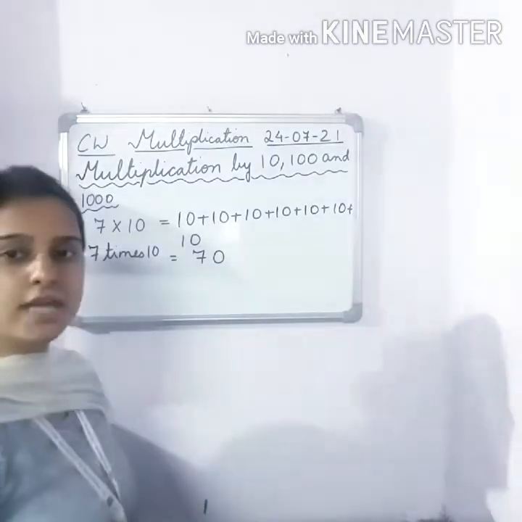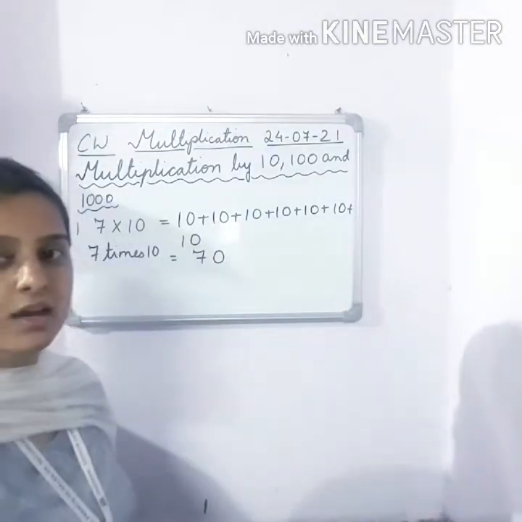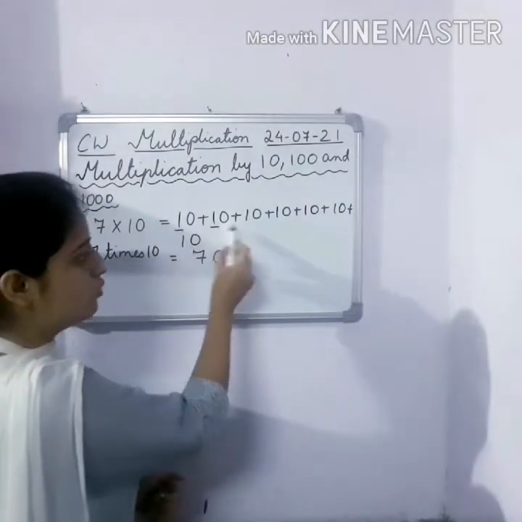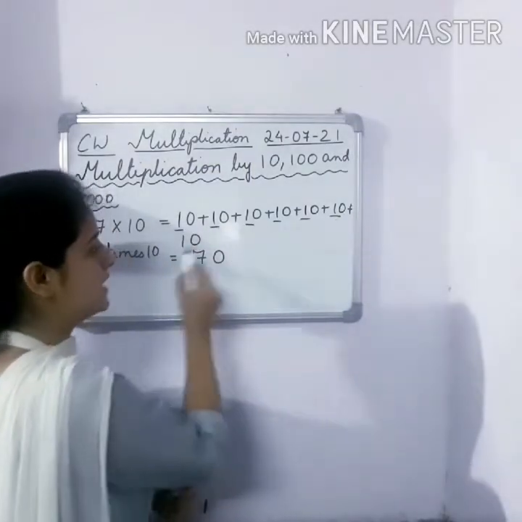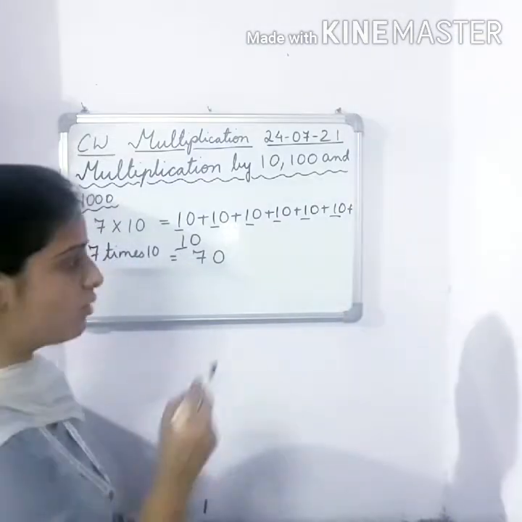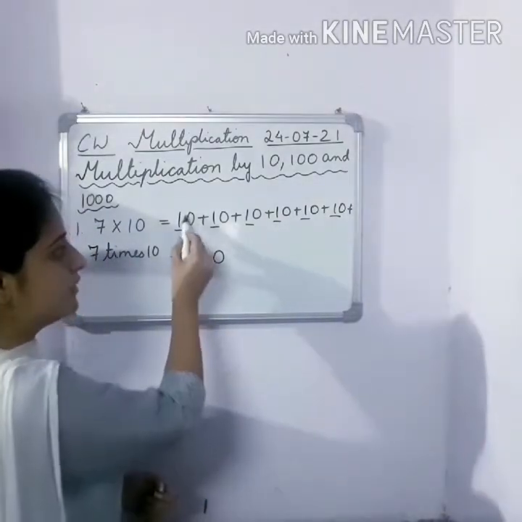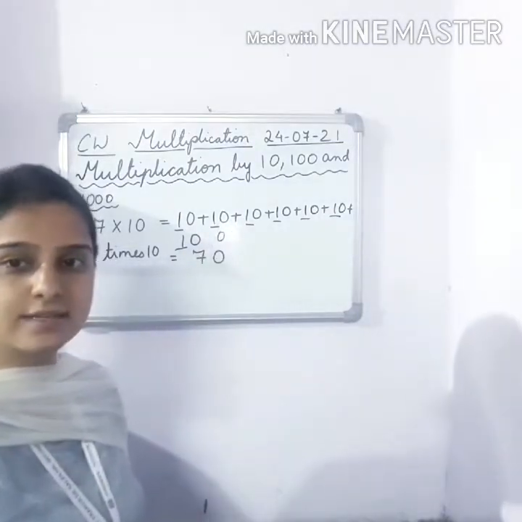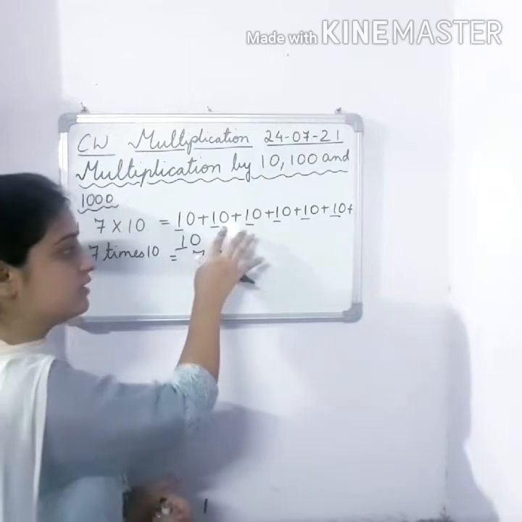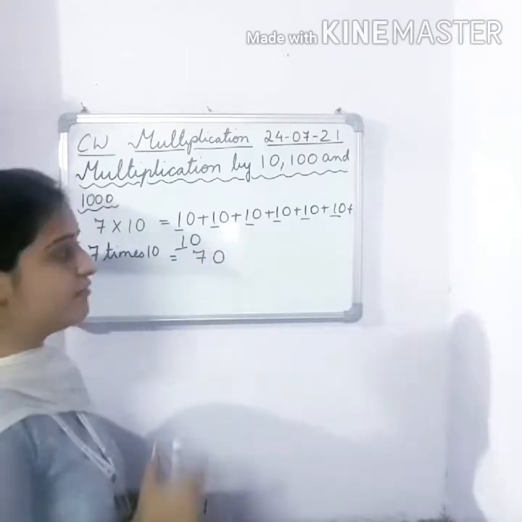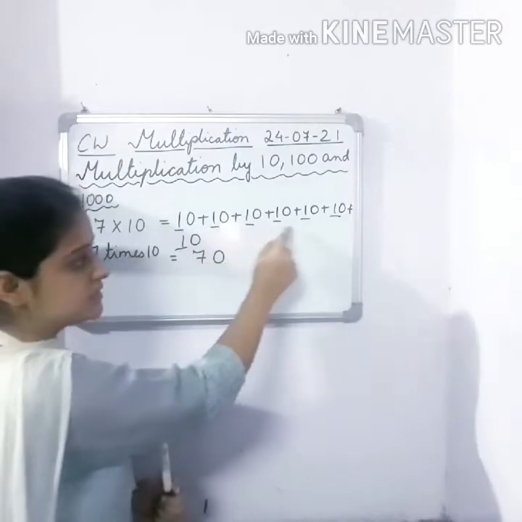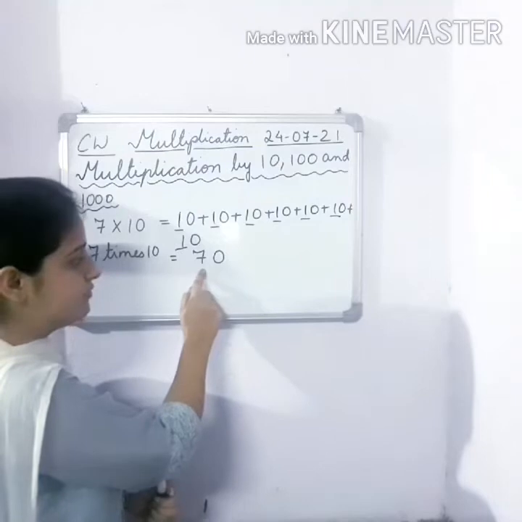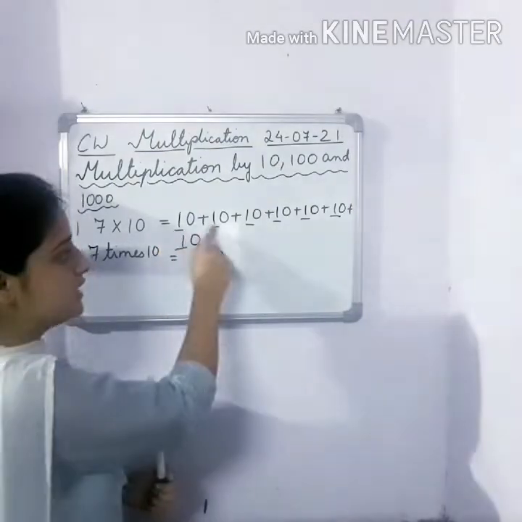When you add 7 times 10, what do you get? 70. So what have you observed here, children? We have added all the ones, right? 7 ones are there. We have added all the ones and we got 7, and we have placed 0 in the ones place, right? We have added all the ones, 1, 2, 3, 4, 5, 6, 7.